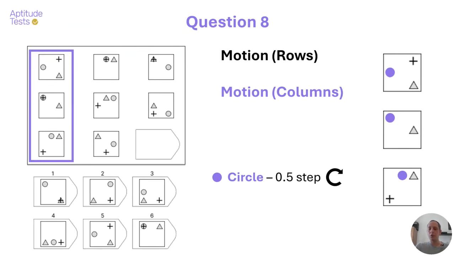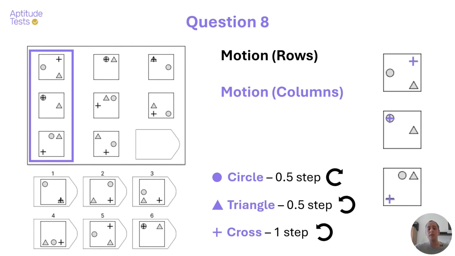Okay. If we look across the columns, we see similar yet different patterns. The circle this time moves half a step clockwise, from the middle of the left side to the corner to the middle of the top side. The triangle moves half a step counterclockwise, from the top to the middle, from the bottom to the middle to the top. Okay, and the cross this time takes a full one step counterclockwise.